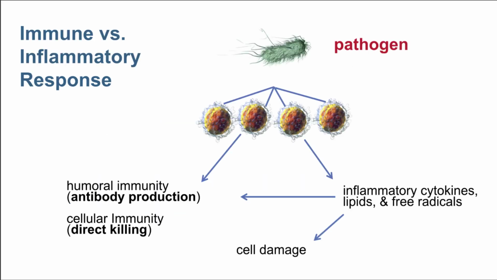So when a pathogen enters our body, it encounters the immune system, and it activates two different parts of the immune system. One part is referred to as humoral immunity, which gets engaged in terms of production of antibodies against that particular pathogen, and then the cellular immunity, in terms of killing that particular pathogen.